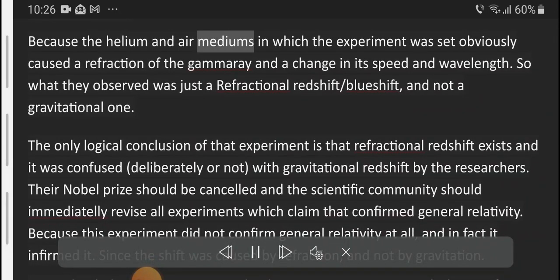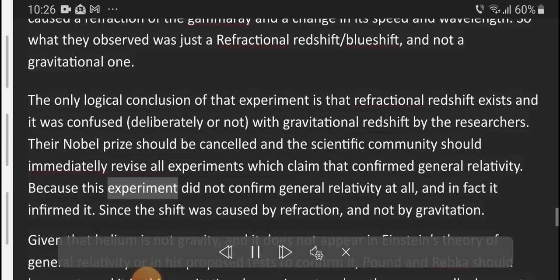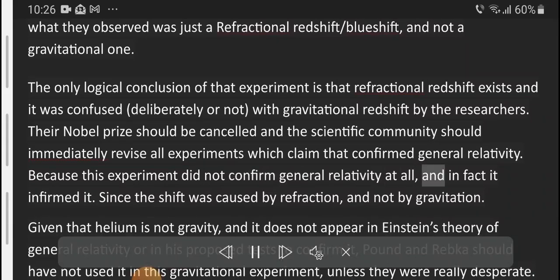Because the helium and air mediums in which the experiment was set obviously caused a refraction of the gamma ray and a change in its speed and wavelength. So what they observed was just a refractional redshift or blueshift, and not a gravitational one. The only logical conclusion of that experiment is that refractional redshift exists and it was confused, deliberately or not, with gravitational redshift by the researchers. Their Nobel Prize should be cancelled and the scientific community should immediately revise all experiments which claim that confirmed general relativity. Because this experiment did not confirm general relativity at all, and in fact it infirmed it, since the shift was caused by refraction, and not by gravitation.